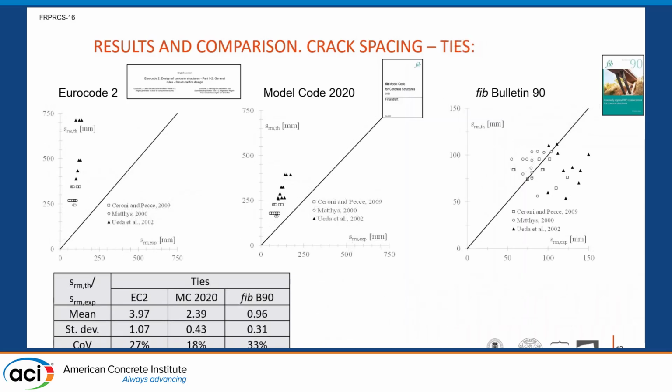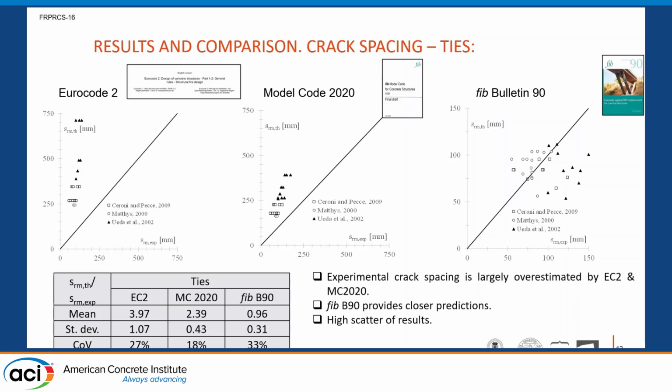For ties, the problem grew, it became worse, because the dispersion was even bigger, but especially for Model Code and Eurocode 2, the results were largely overestimated. Our theory is that apart from not considering the additional reinforcement, there is an issue on which is the area in tension that we should consider. We were considering the full area of the tie, and all the ties have had different dimensions. So this is another open issue that we have here. Sorry, for the FIB, the results were more or less correct.